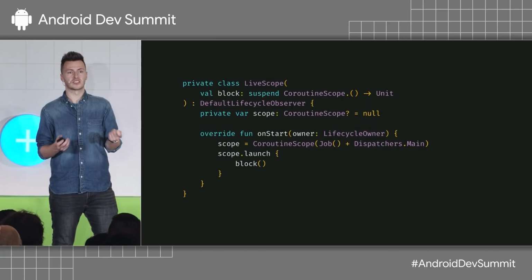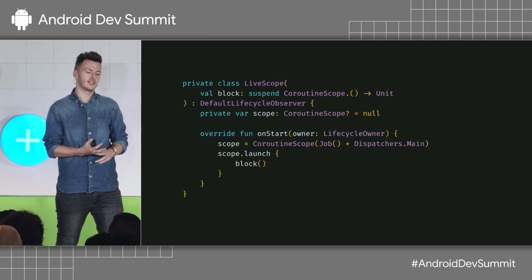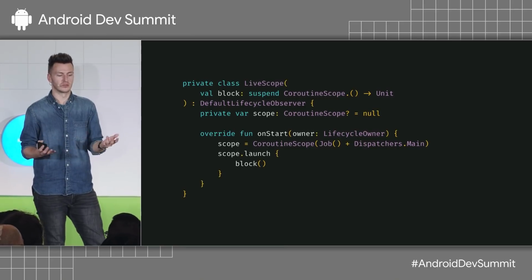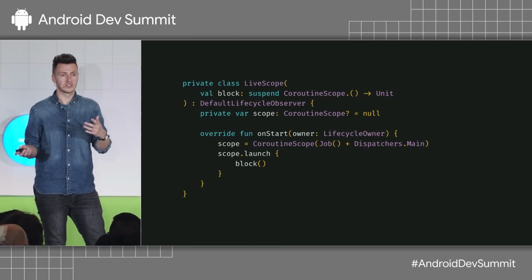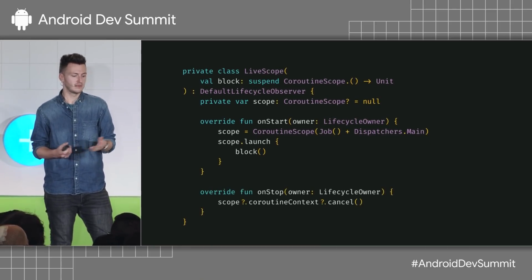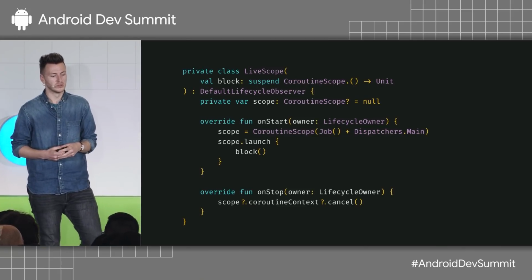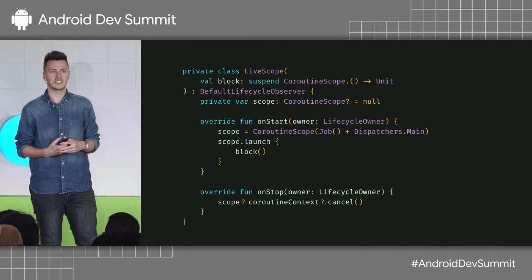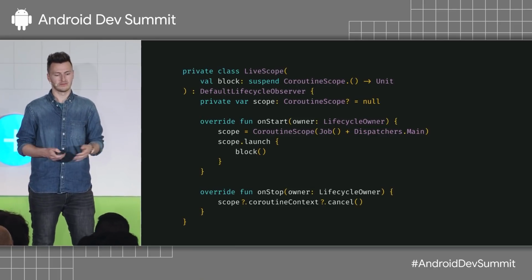The first thing we want to do is onStart. That's when we'll start running our piece of code. So we'll create a coroutine scope using a job, and then we're going to run it on Dispatchers.Main. You can choose what that would be. And then we'll call scope.launch, and then just call our Lambda. Pretty simple, really. And then finally, onStop, which seems like a good lifecycle to use, we'll eventually cancel the job. And that will mean that the coroutine, if it's still running at that point, will be cancelled.